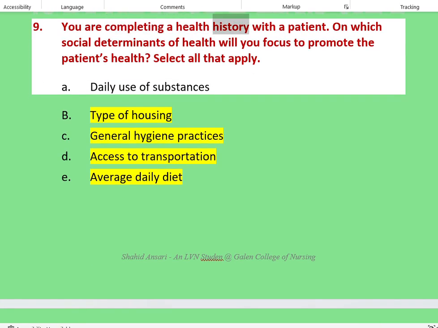9. You are completing a health history with a patient. On which social determinants of health will you focus to promote the patient's health? Select all that apply. A. Daily use of substances. B. Type of housing. C. General hygiene practices. D. Access to transportation. E. Average daily diet.